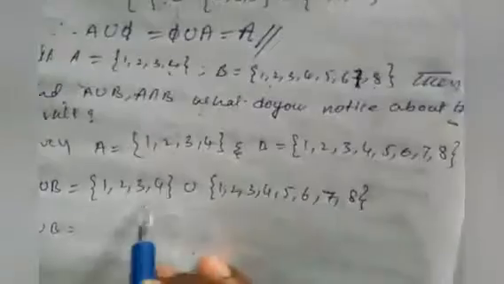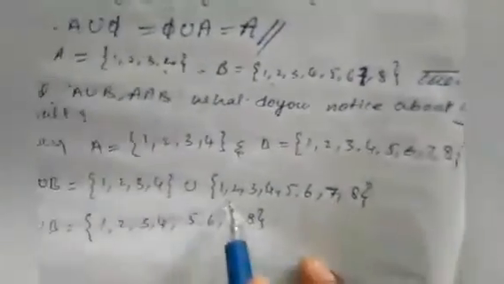Now A union B is equal to all are joined, the ones repeated twice we write only once. So 1, 2, 3, 4, 5, 6, 7, 8. Do you observe A union B is equal to all B values? You get all B values. So that means that is equal to B.